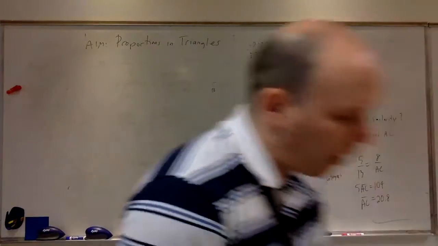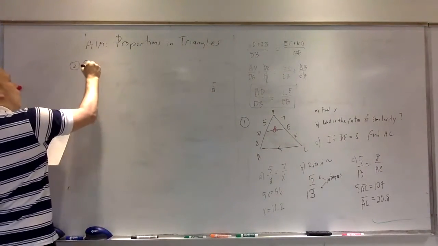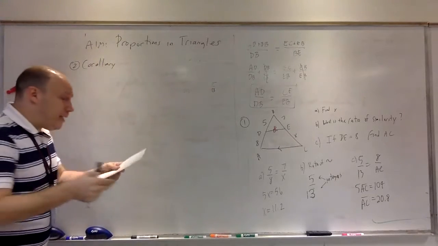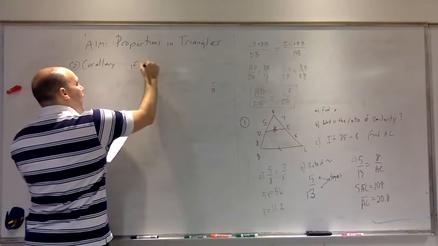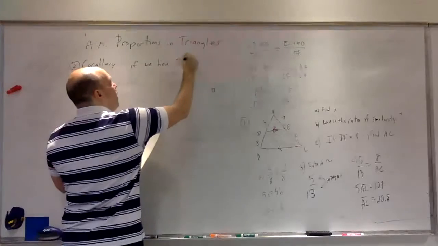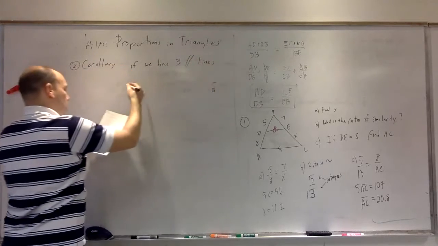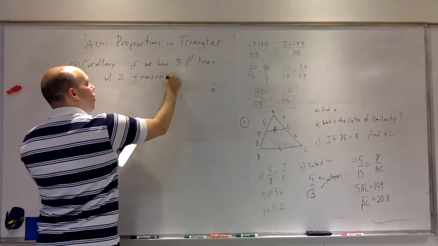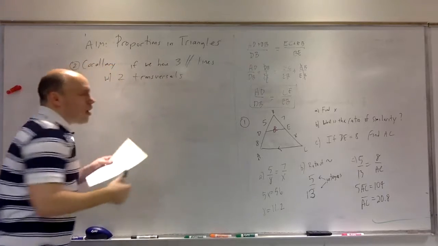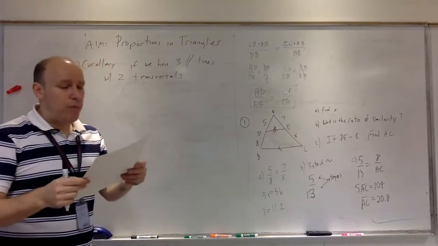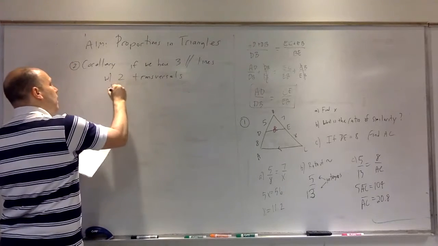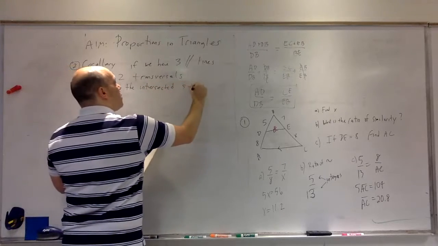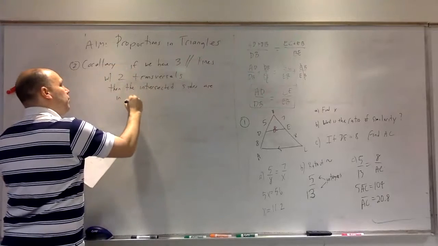Next theorem. It's kind of like a corollary. Basically, it's kind of like a side splitter theorem. The idea is if we have three parallel lines with two transversals, then the segments cut off by them are in proportion, and the intersected sides are in proportion.